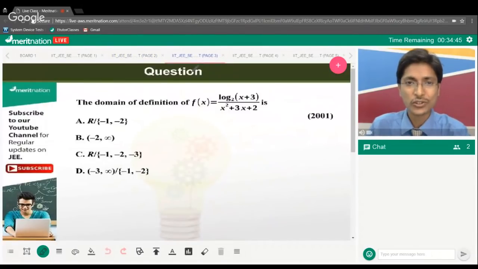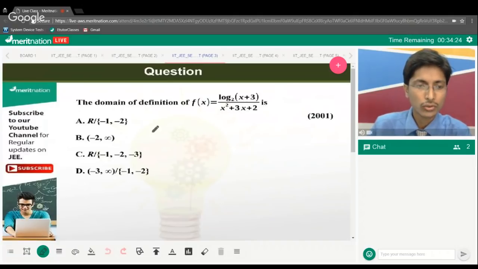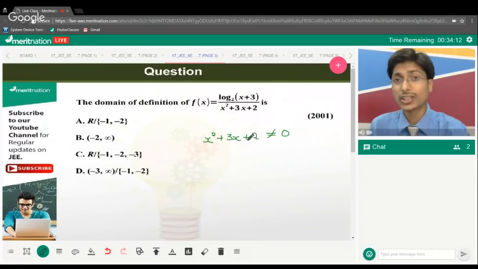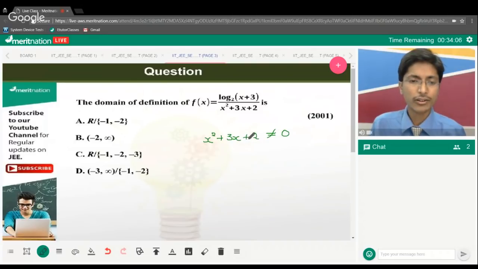Here comes the next question for the domain. Now in this we have a log and a quadratic function. Again, quadratic is on the denominator. So whenever there is something in the denominator, we want the denominator should not be equal to 0. So our first constraint is x square plus 3x plus 2 should not be equal to 0. So basically, it's a quadratic equation. At most, it can have two real roots. So we will figure out what those two real roots are.